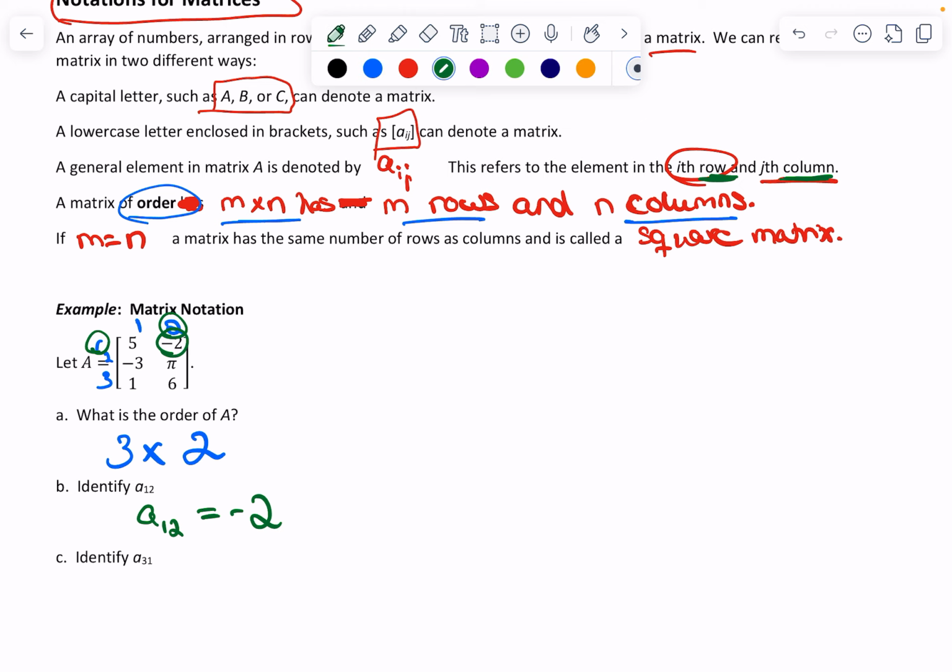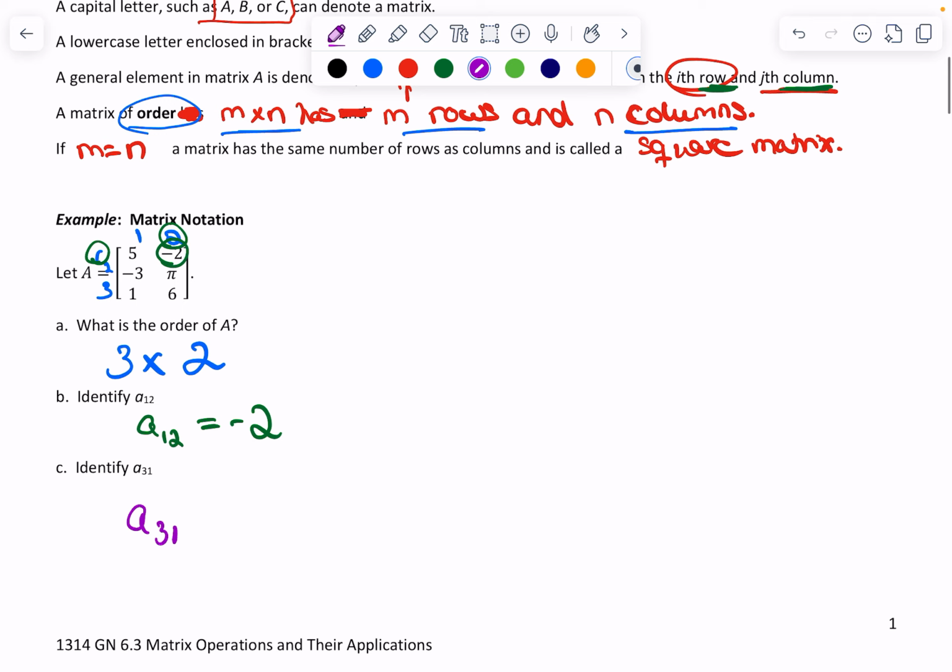Okay, next one is A sub 3, 1. Again, 3 is the row and 1 is the column. So third row, first column, this is 1.